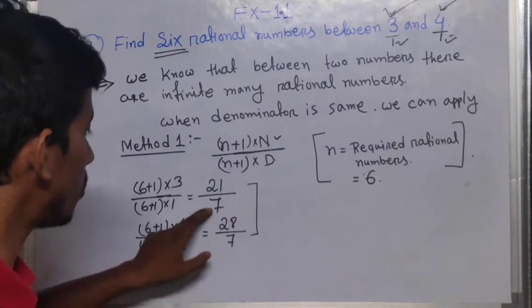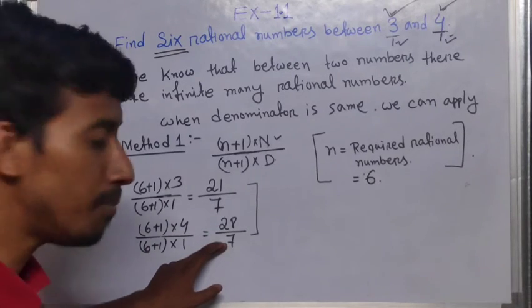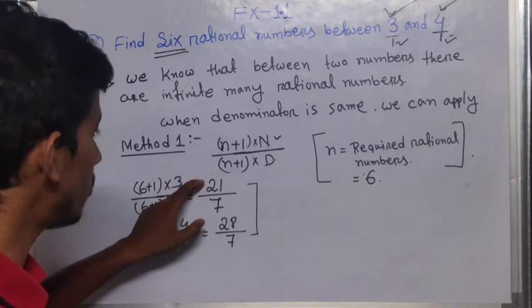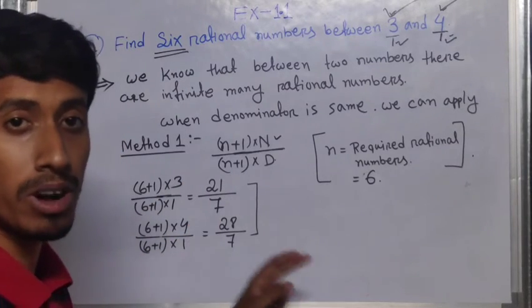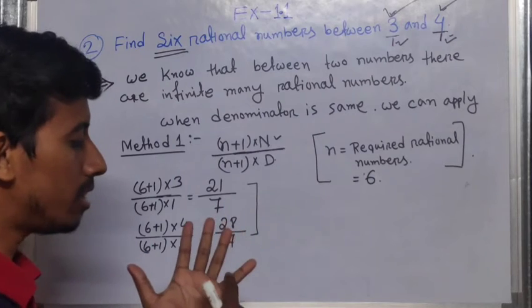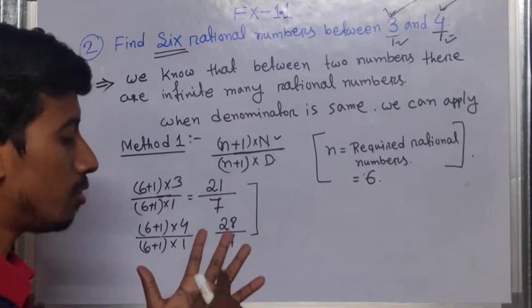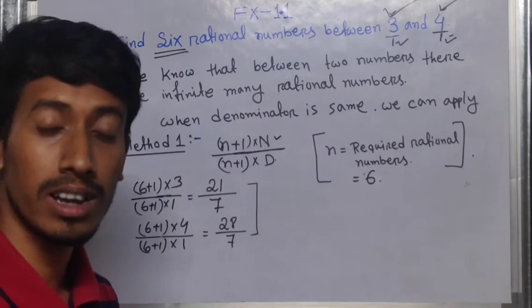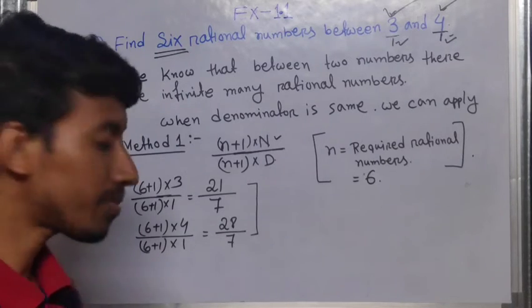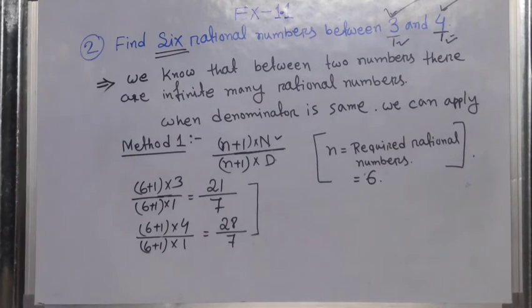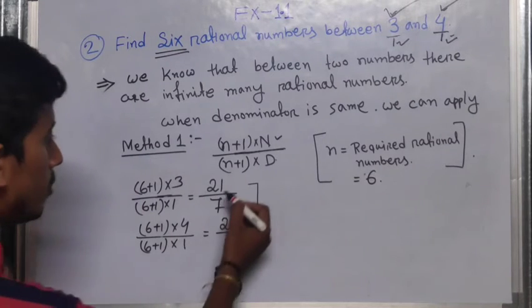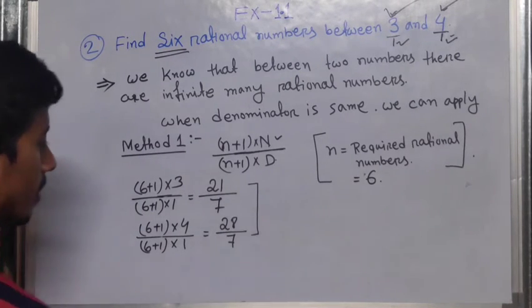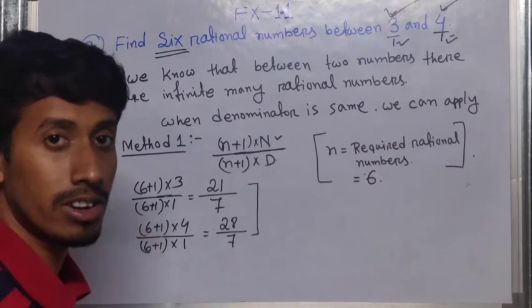So now both the denominators are the same. Now check the numerators, from 21 to 28, how many numbers are there? 21 to 28, see, 22, 23, 24, 25, 26, 27. How many rational numbers are there? 6 rational numbers. See? Okay. At last, 21 by 7 to 28 by 7. So in between these two numbers there are 6 rational numbers.